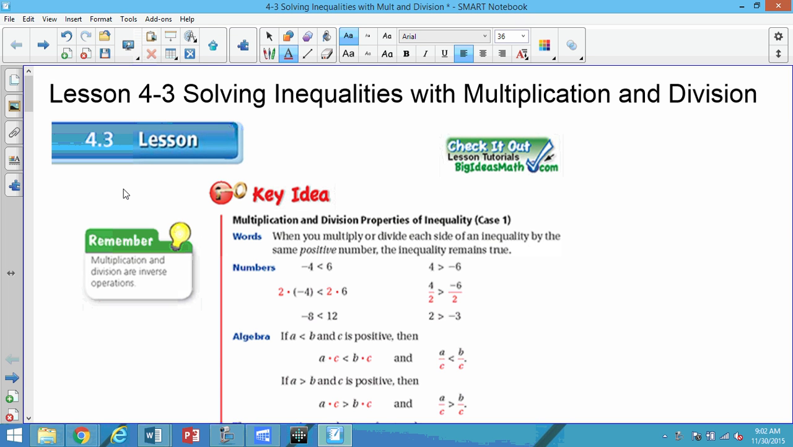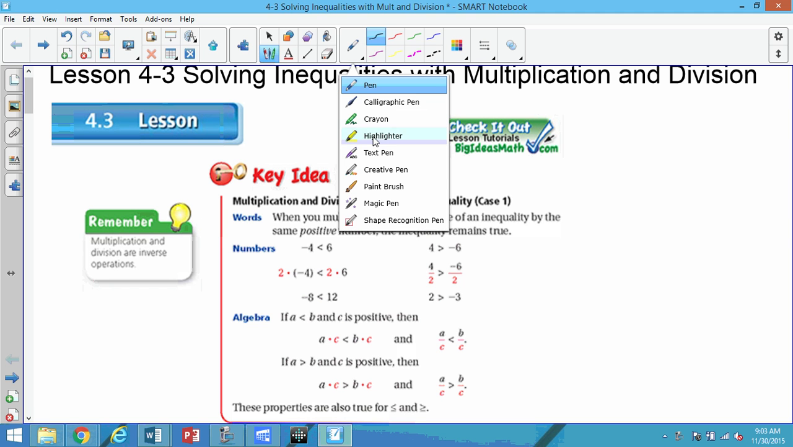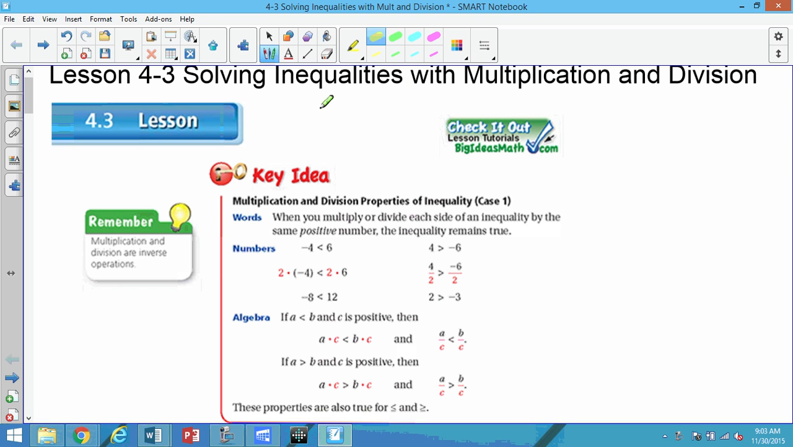Okay, today's lesson is lesson 4-3, solving inequalities with multiplication and division. When you're solving an inequality using multiplication and division, it really is not difficult. You are essentially doing what we did before when you were solving equations. Just like when we did addition and subtraction equations last week, when you're doing multiplication and division equations, you are essentially doing the same thing.